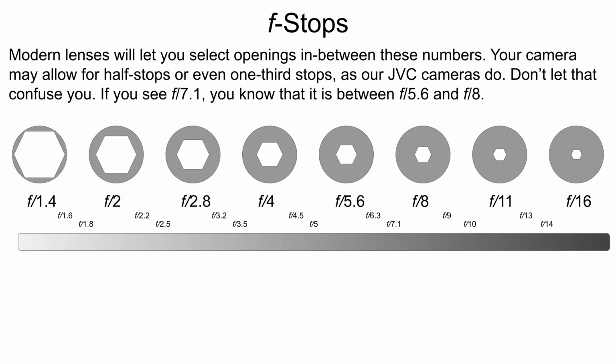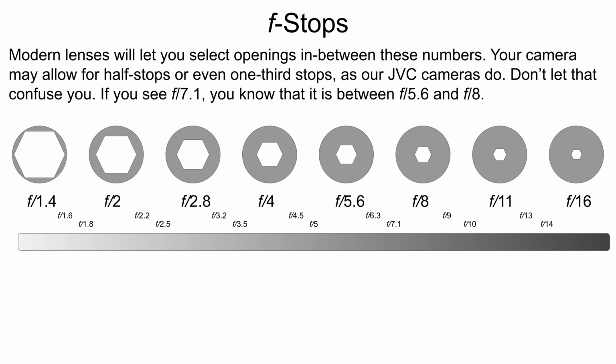f16, f8, f4. You won't see any fractions, and the lens won't let you select halfway in between. On modern cameras, like the JVC that I'm shooting on, like the one you'll be using for this class, you can have half stops or even 1/3 stops. So there will be numbers in between.